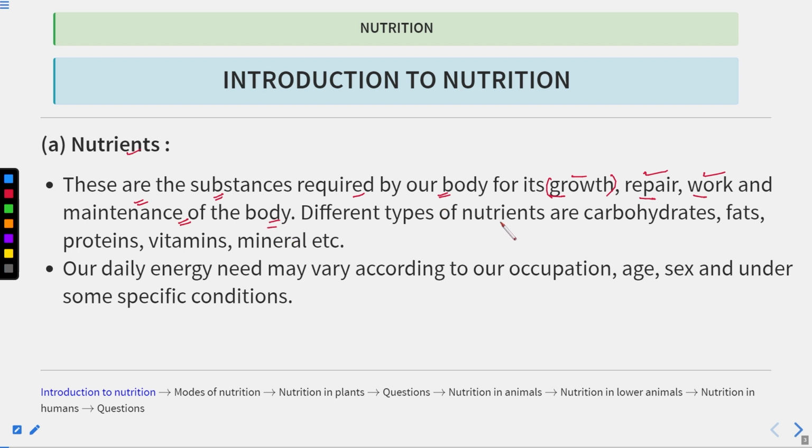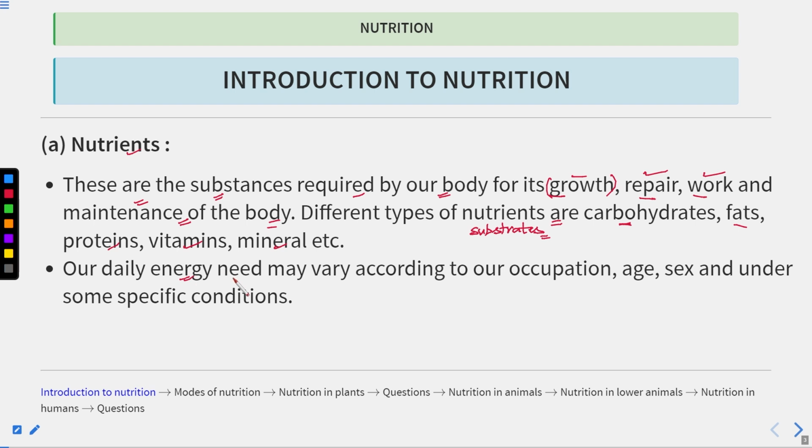Now, examples of different types of nutrients are carbohydrates, fats, proteins, vitamins, and minerals. So these are different types of nutrients. These nutrients, carbohydrates, fats, proteins and so on, can also be called substrates. Instead of nutrients, you can also call them substrates, which provide us energy.